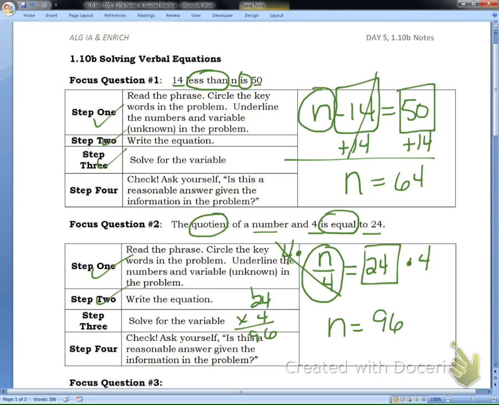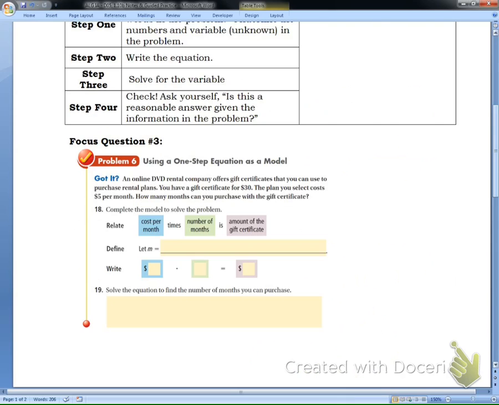Again, to check it, I need to plug that 96 back into the original problem, so I'm going to take 96 and divide it by 4 to see if it equals 24. And it does, and it checks. So this is the last question before I turn you loose on the guided practice, and it's a toughie, and it really gets the idea of how we use algebra in the real world.